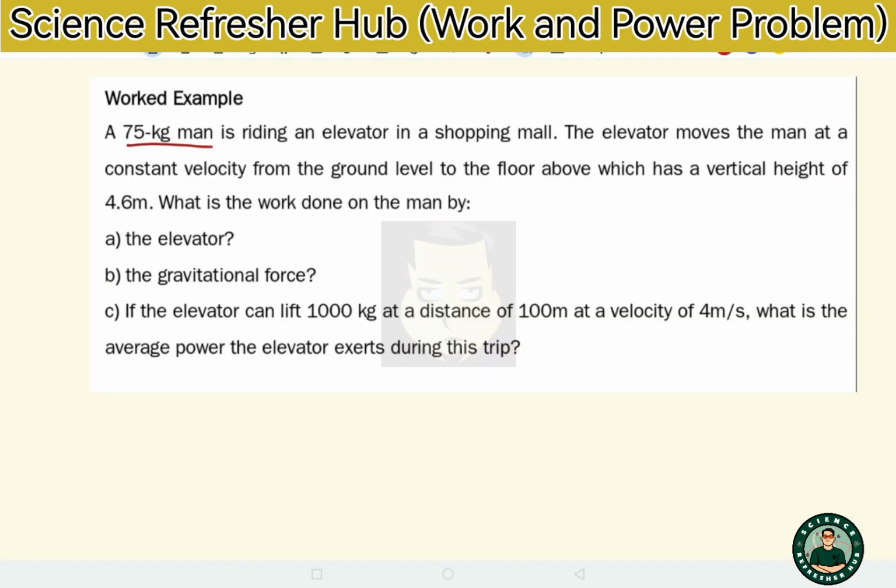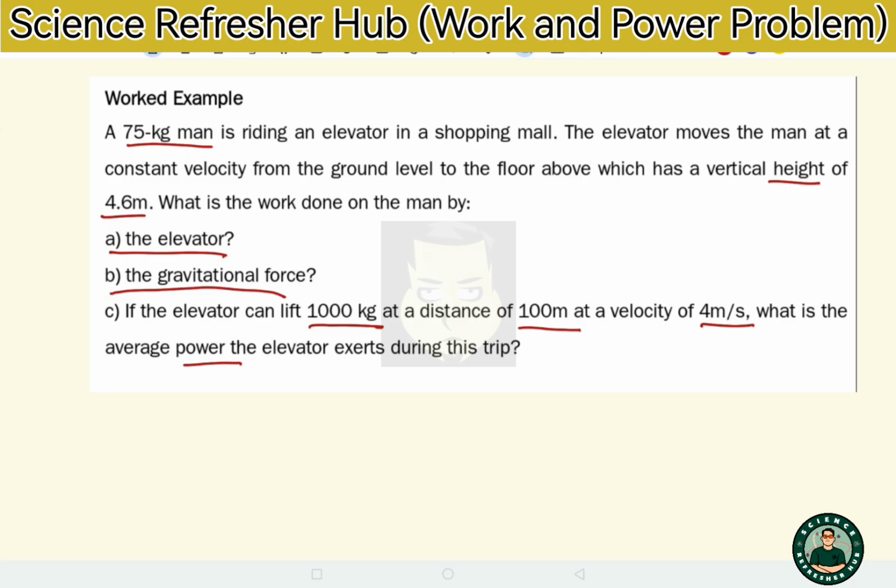We have a man of 75 kilograms riding an elevator in a shopping mall. The elevator moves the man at a constant velocity from the ground level to the floor above, which has a vertical height of 4.6 meters. Then what is the work done on the man by the elevator and by the gravitational force? And if the elevator can lift 1,000 kilograms at a distance of 100 meters at a velocity of 4 meters per second, what's going to be the power the elevator exerts during this trip?